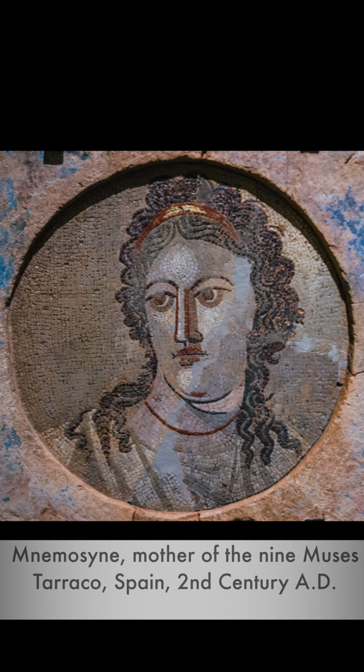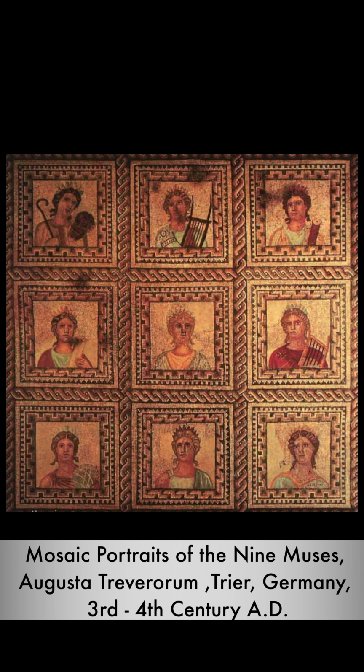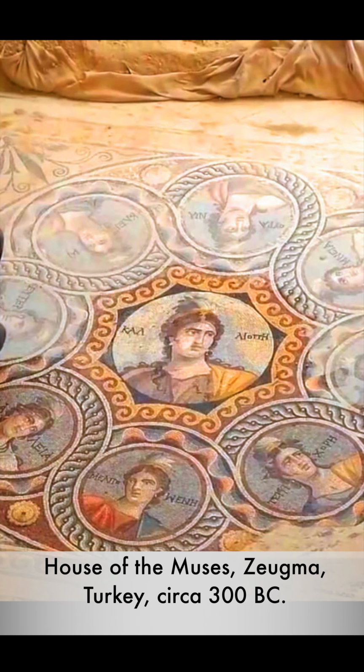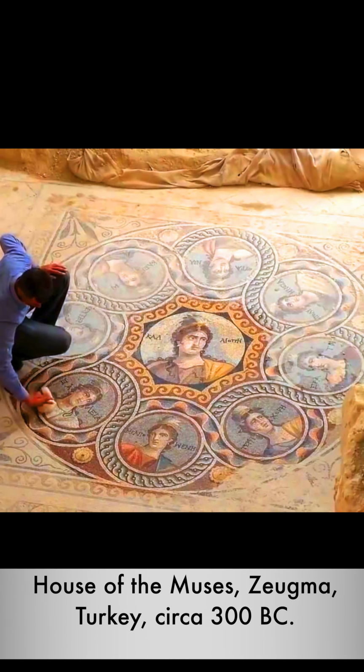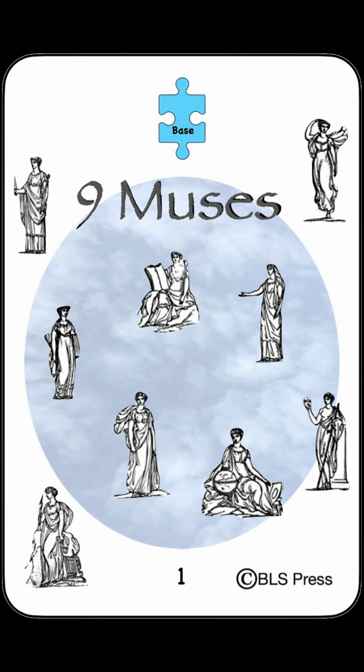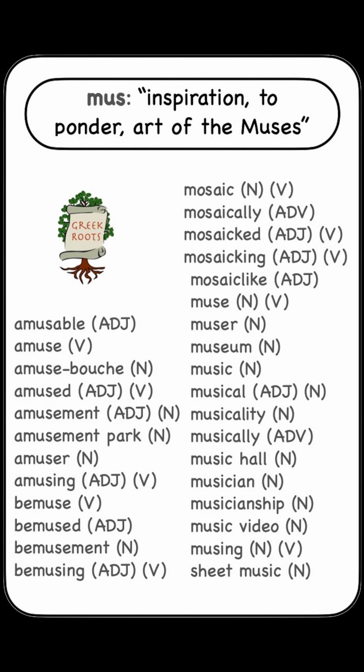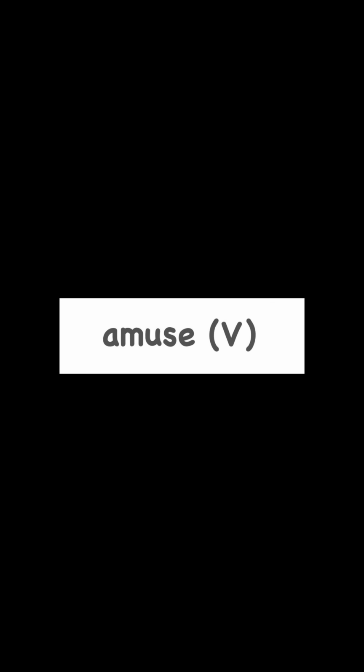The word mosaic had, and still has, a connotation of being of the Muses, a meaning which was reinforced by the large number of mosaics featuring the Muses, either in shrines to the Muses or elsewhere. The Muses also gave us some everyday words that can have multiple meanings. The verb amuse can have different meanings depending on the context.